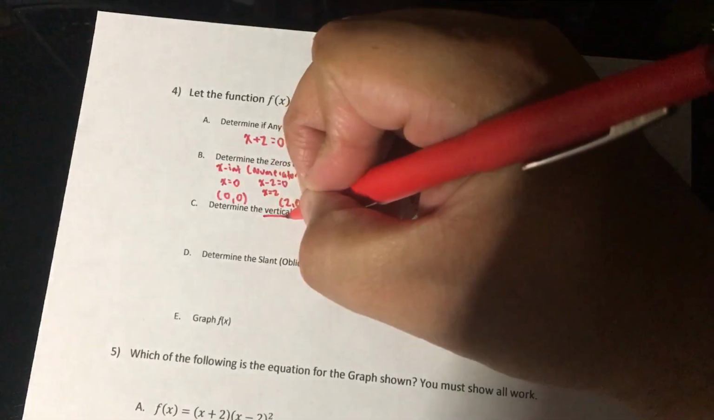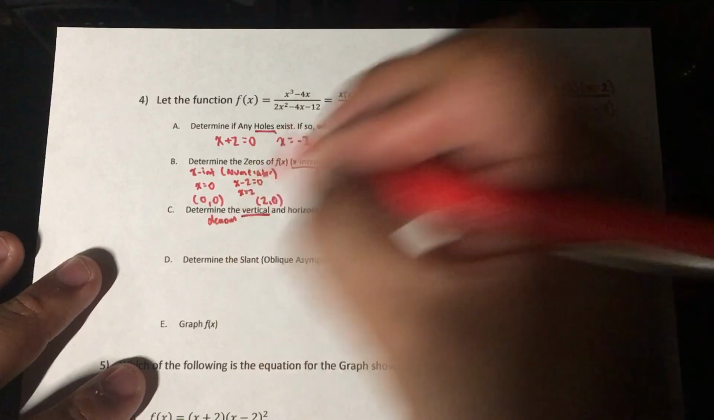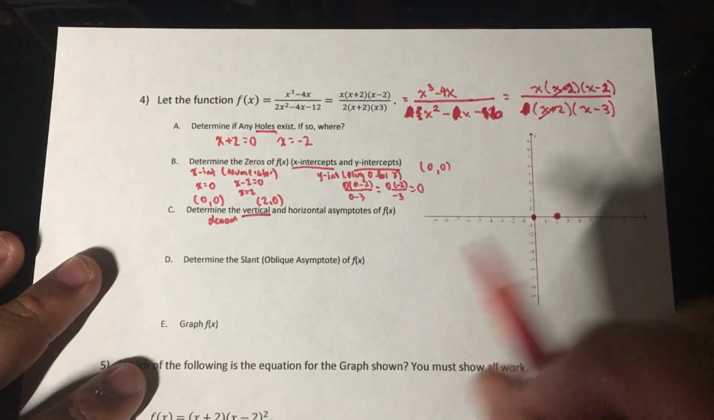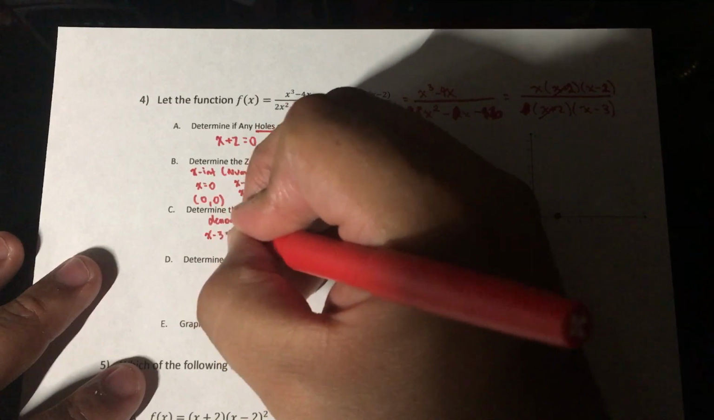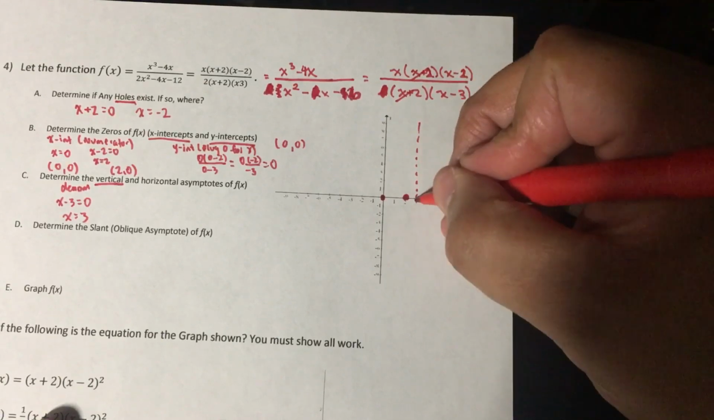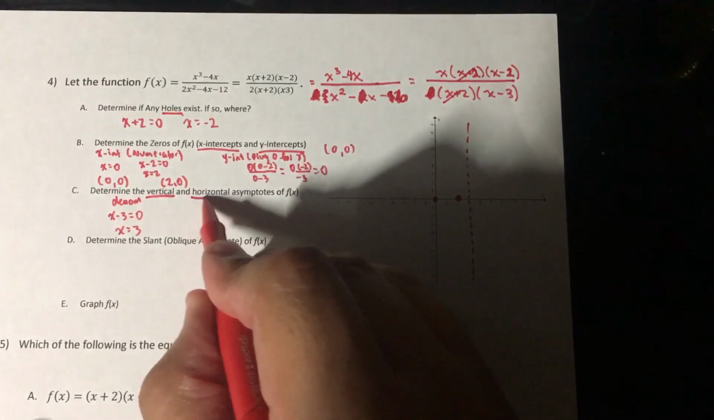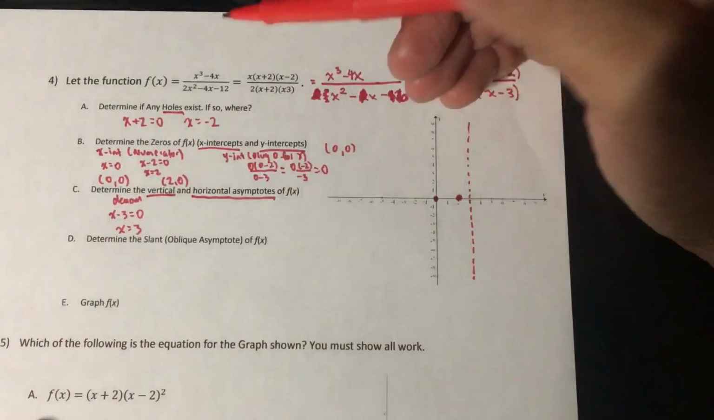Vertical asymptotes. Okay, so vertical asymptotes, these are straight from the denominator. So here I have x minus 3 left, so x minus 3 equals 0. So at x equals 3, I will have an asymptote. So at x equals 3, let's go ahead and just draw it in. Vertical asymptote.